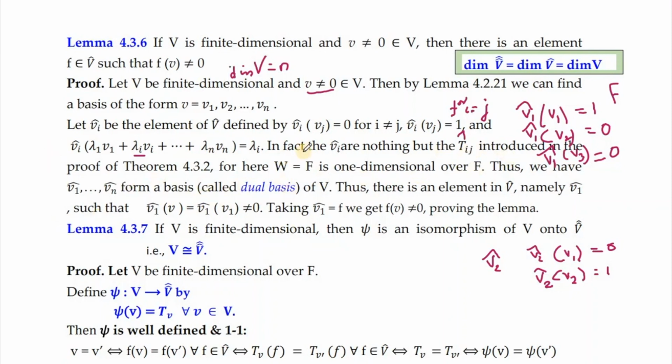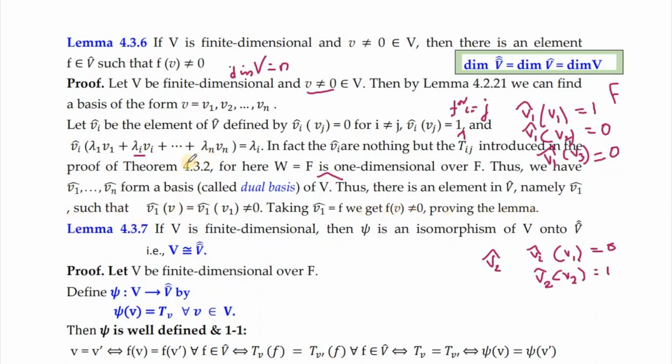It is on the same line. If we proceed, we will get our v1 cap and so on, vn cap to form a basis of V cap. So thus there is an element in V cap, namely v1 cap, such that v1 cap of v, you take v1 cap and in the place of v you have v1. So v1 cap of v1, we know pretty well it is non-zero. So we are able to have, by taking v1 cap as f and this v1 as v, f of v not equal to 0.